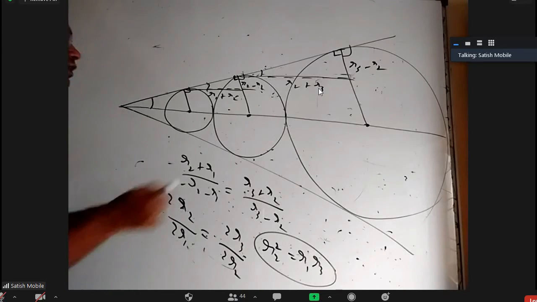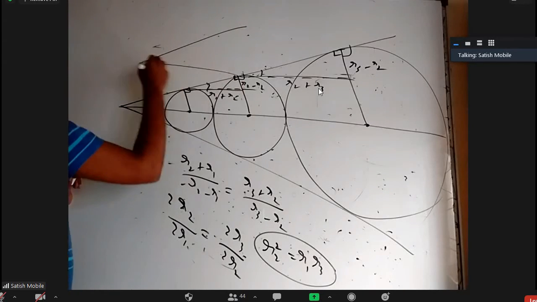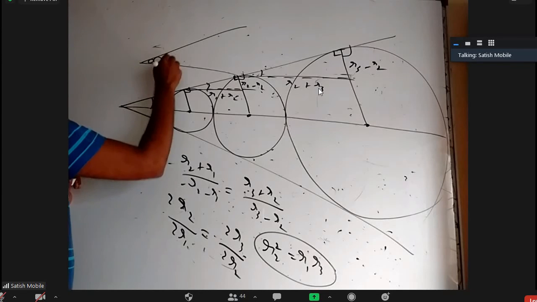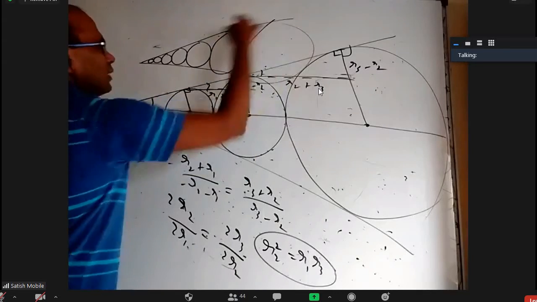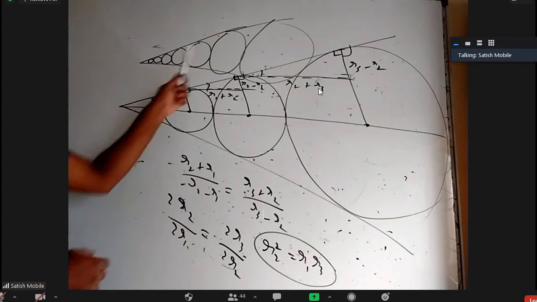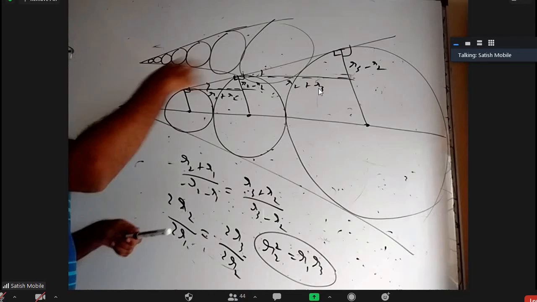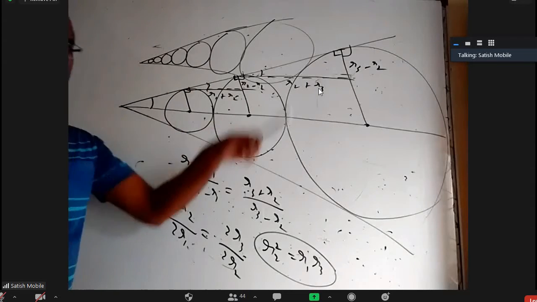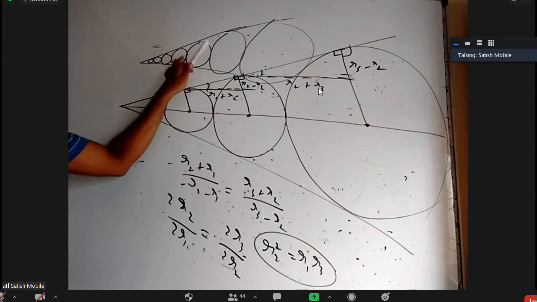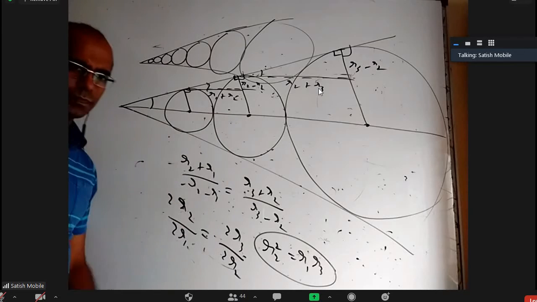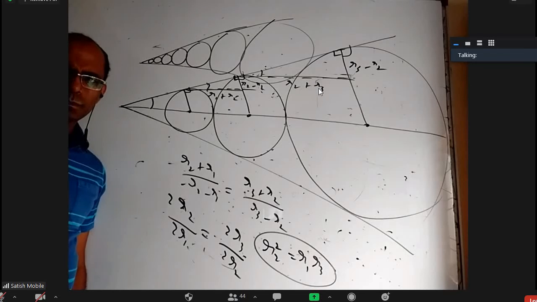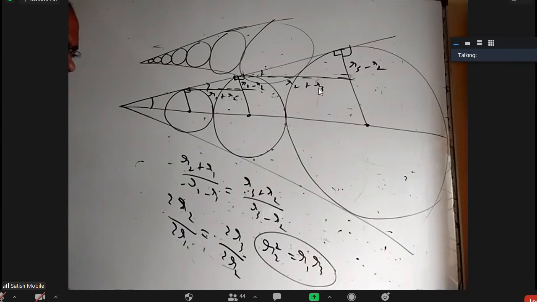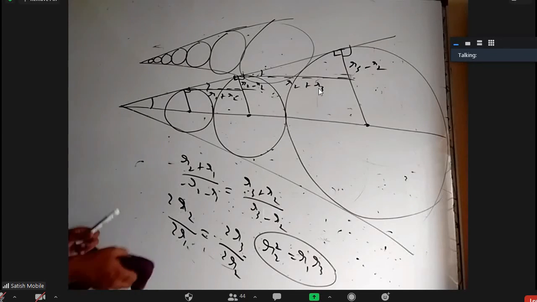Okay, so whenever I have two lines and a series of circles like this, where every circle is touching the previous circle and the two lines, this radius, this radius, this radius, they are in a geometric progression. If you take any three consecutive, we proved it. Is it clear?